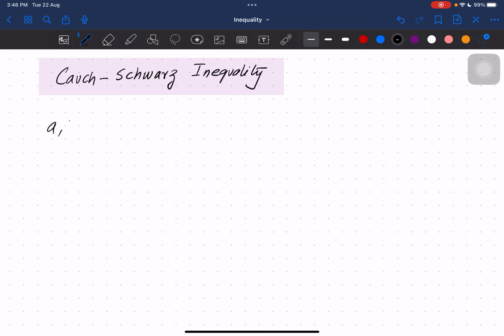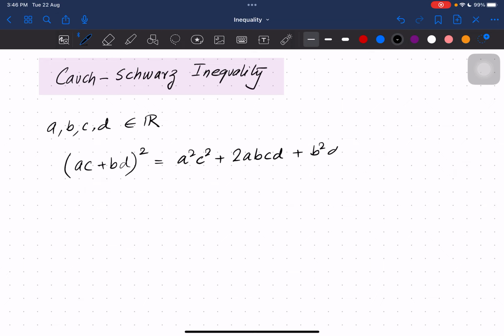So suppose you have four real numbers A, B, C, D. Then if I take AC plus BD and square it, I have A square C square plus 2ABCD and B square D square. Now this I can upper bound by A square D square plus B square C square plus 2ABCD. So the middle two terms I have introduced.